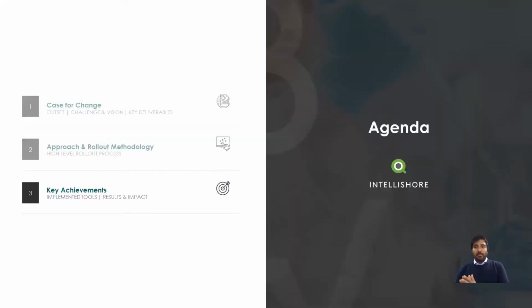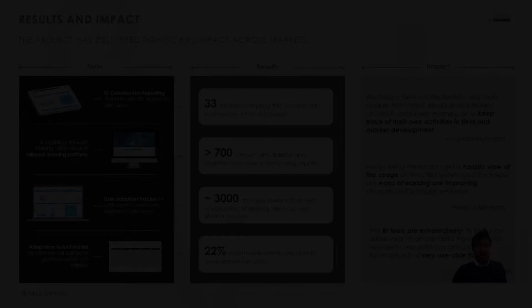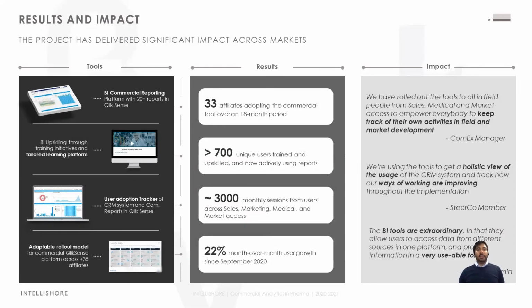Okay, if I then jump to the final element of my presentation today, it's around our achievements. And I've just brought one slide here, and basically what I would like you to focus a bit on is the midsection and the quotes that you see on the right. So we actually managed to roll out to all 33 affiliates in an 18-month period. We've trained more than 700 unique users, and they've been upskilled. We've given them the right tools to be able to take ownership of the reports as well.